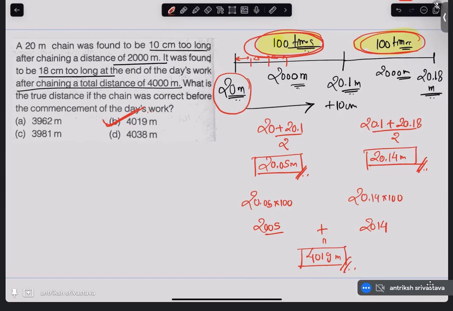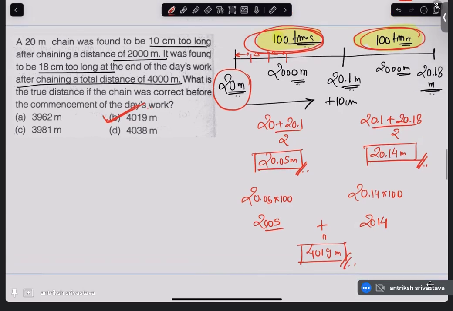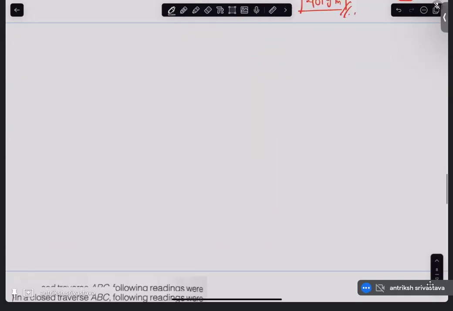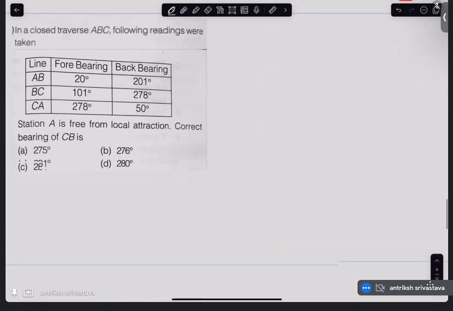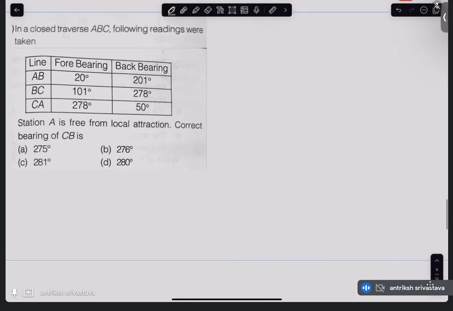Simple question, but it may be intimidating if you are looking at this question for the first time. So I hope this clarifies whatever doubt you may have for this question. Now this is an important question.